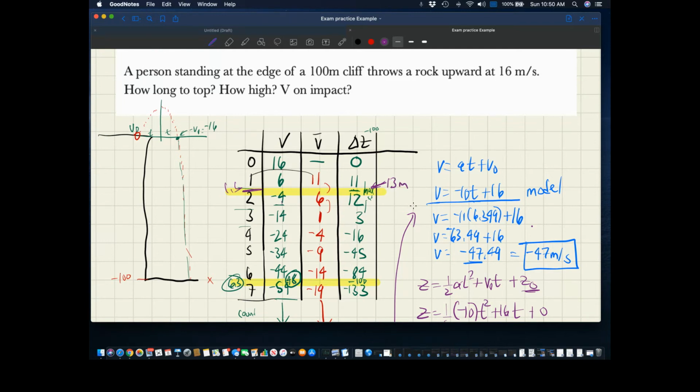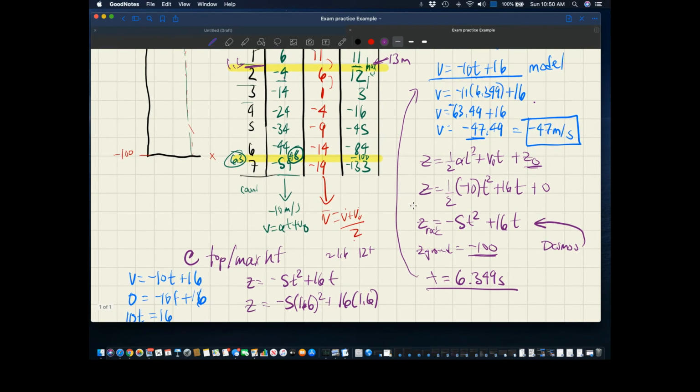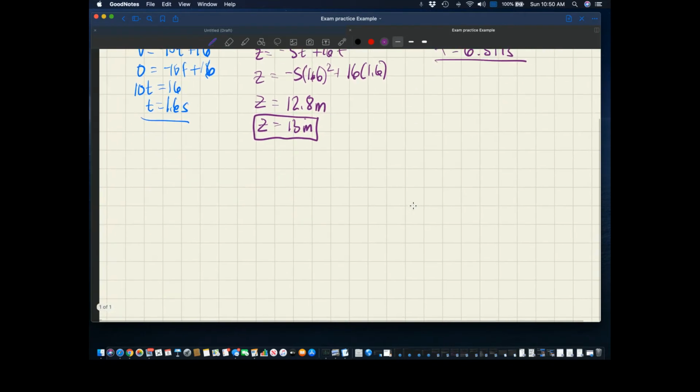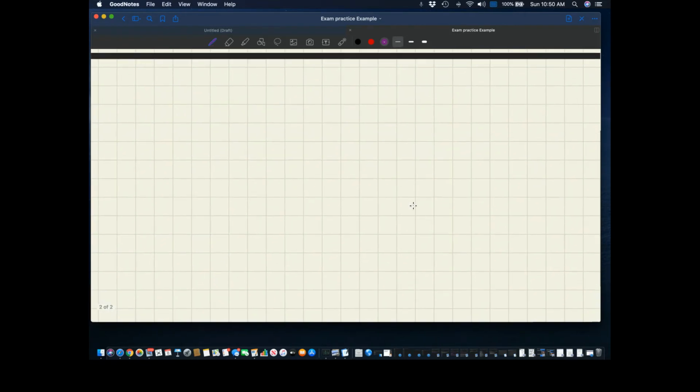So we have analytically solved every one of the important questions we could ask about this, and our analytic solutions match the table. The last thing we want to do here is look at the graphs of these things. So what I'll do next is we'll start out with our velocity time graph.